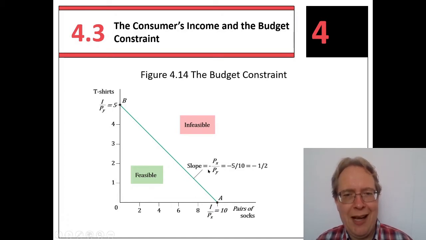What's the slope of this line here? That's minus PX over PY, and that's minus 1.5 in this case. And again, the best way to understand these kinds of things is just to write it down for yourself, draw the curve, play around with it, and then you will see.